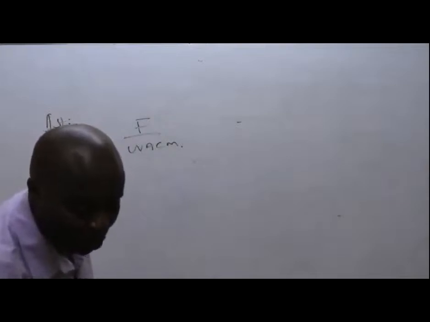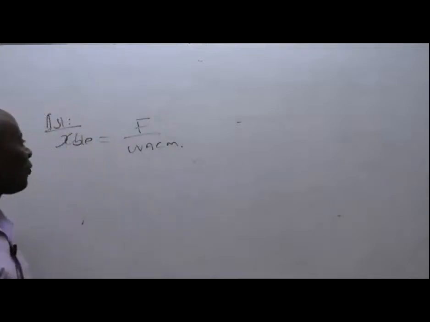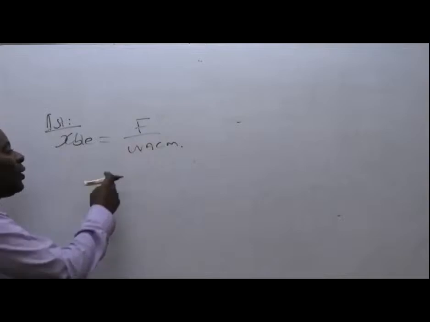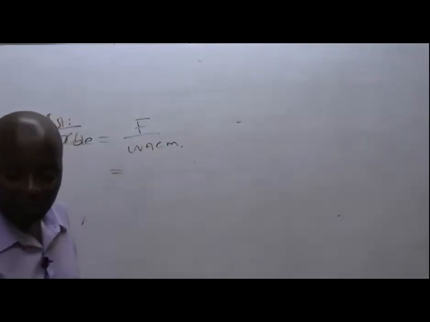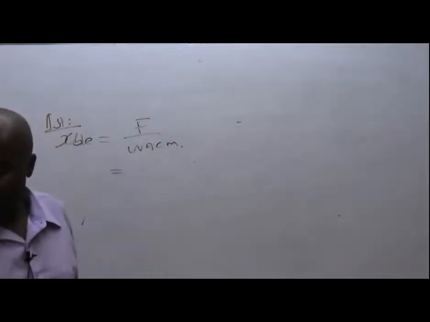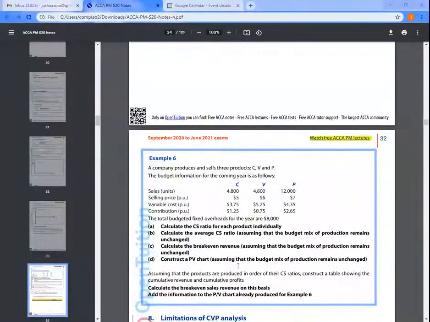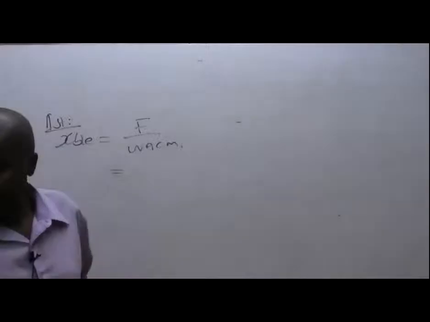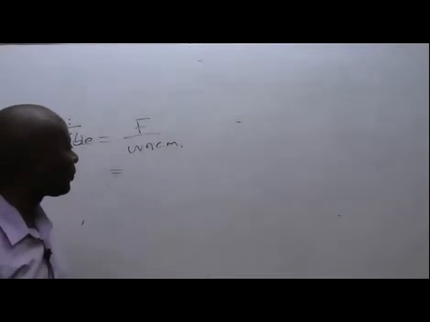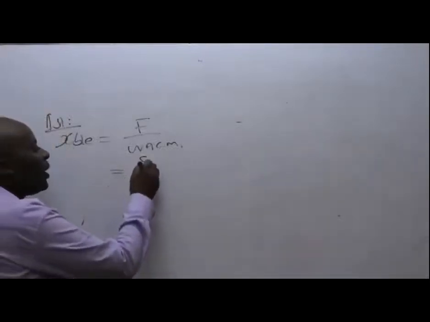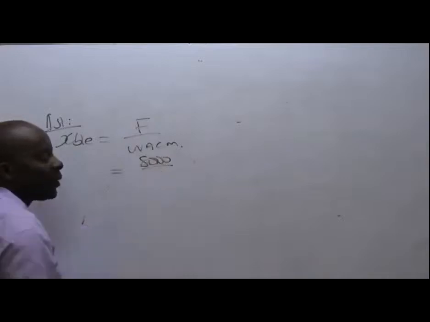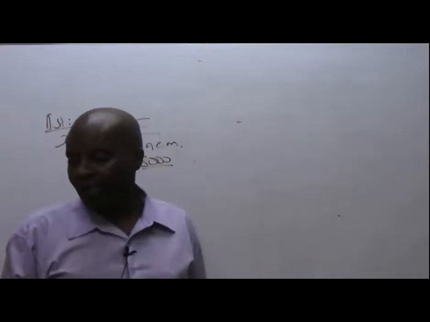Which will end up giving me what figures? Fortunately, I have the fixed cost of the farm. The fixed cost of the farm has been provided. It is 8,000. Fixed cost here is 8,000, all over the WACM that we had obtained in part 1 above.